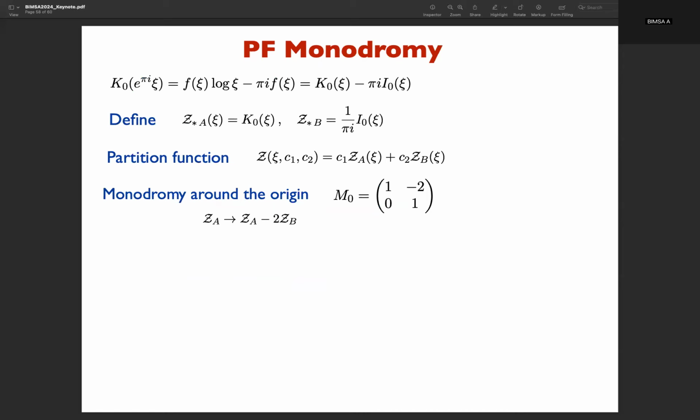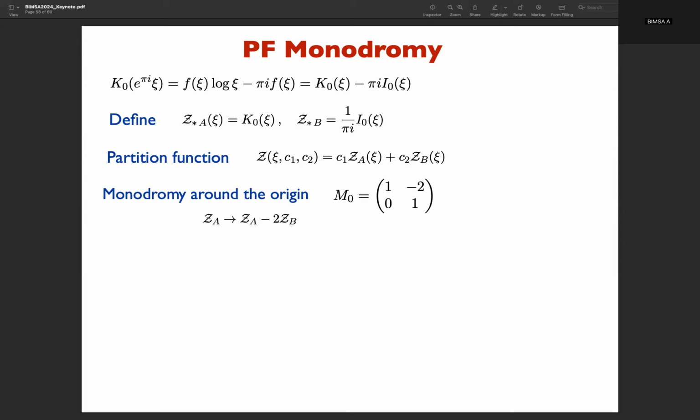If you do the half turn, the half monodromy here gives K0 minus pi I0. Then you can define the A cycle integral as K and the B cycle as I, and this way you will capture both classes for the partition function. This is absolutely beautiful. Unfortunately, it doesn't work as easily for real-life examples.